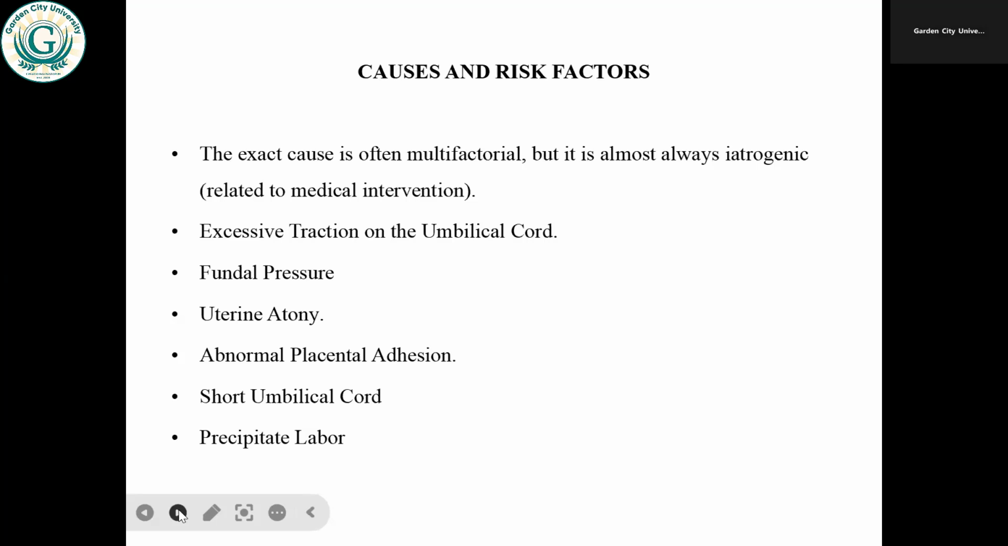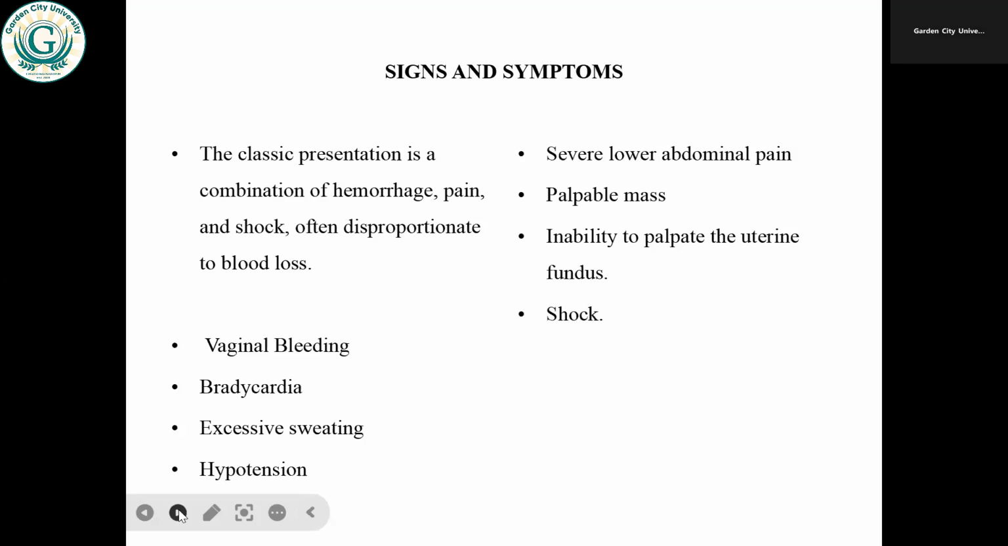We also have precipitate labor. Since everything with precipitate labor is abnormal, you see the contractions abnormally increasing and everything becoming excessive. So as the baby comes out excessively with increasing contractions and all the abnormal processes, the uterine fundus too can come along with the baby, and then there will be an indentation at the fundal portion.